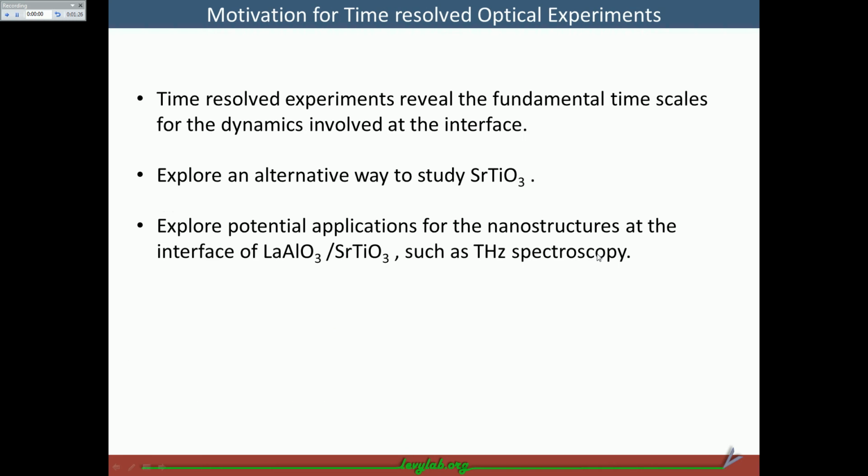So we conduct a series of time-resolved optical experiments. And the reason for doing this time-resolved optical experiment is because this kind of experiment reveals the fundamental timescale for the dynamics involved at the interface, and also provides an alternative way to study the STO samples, and can also see the potential application for the nanostructures at the interface of LAO and STO, such as the terahertz spectrum.